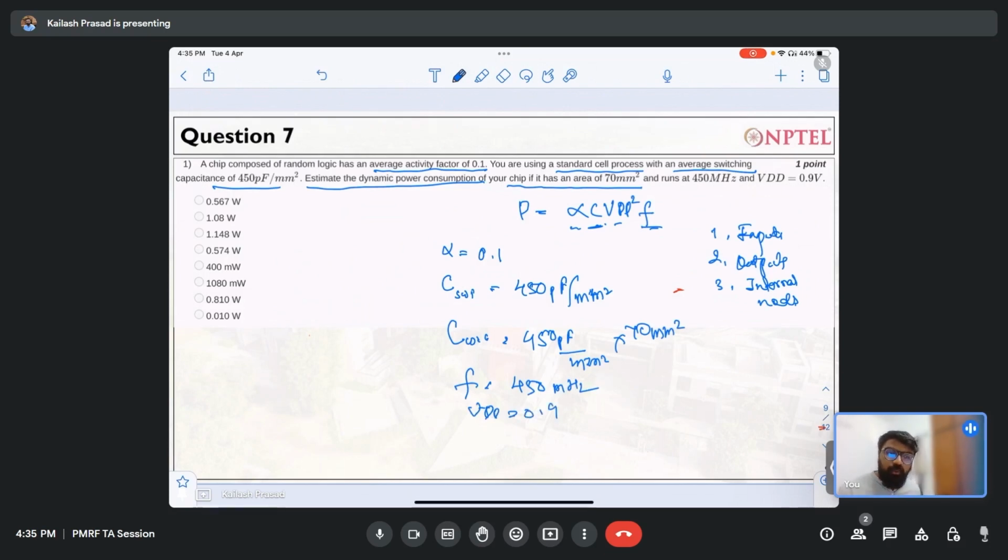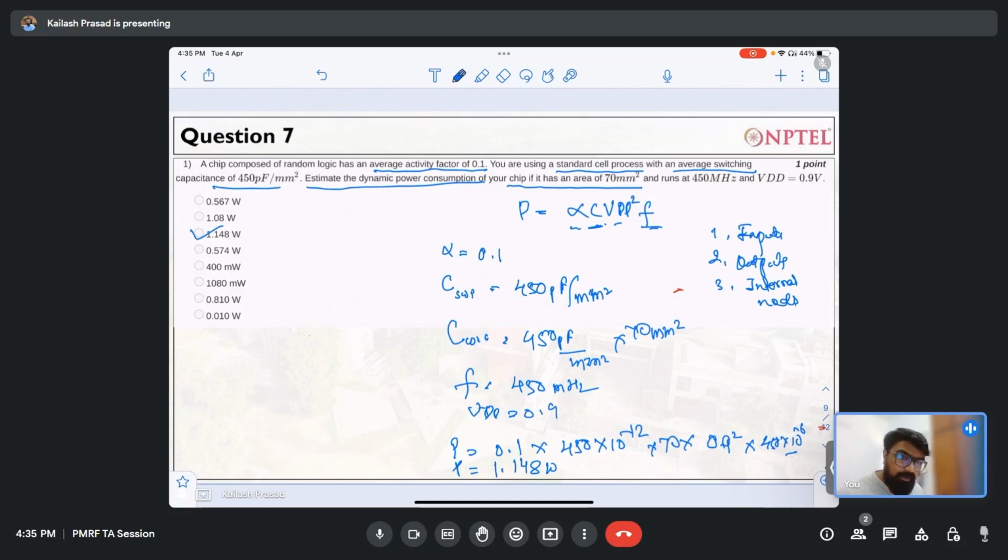So the question is very simple. You just have to calculate the dynamic power. To calculate dynamic power, you put in all the values: alpha into C, which is 450 multiplied by 10 to the power minus 12 multiplied by 70, and then VDD, 0.9 squared, multiplied by the frequency, 450 into 10 to the power 6. If you calculate this, you will get 1.148 watt. I have calculated that, and the final answer will be 1.148 watt. So this is how the dynamic power is calculated. If you are given all the parameters, you can easily calculate the dynamic power.